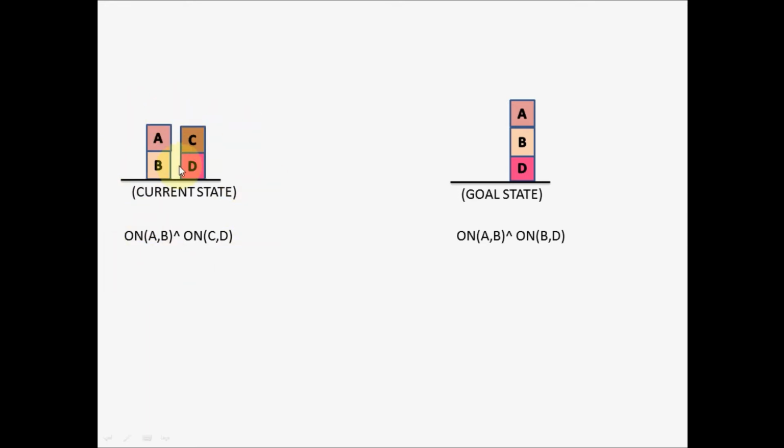Now from this current world, our aim is to get this goal, wherein A should be on top of B, but B also should be on top of D. So ultimately the goal state that is desired is on(A,B) and on(B,D), right? Our current world or current state is this.